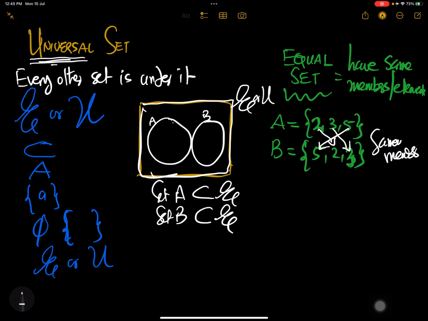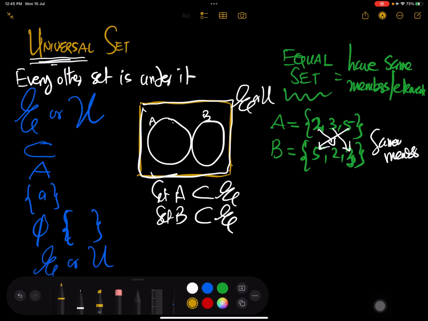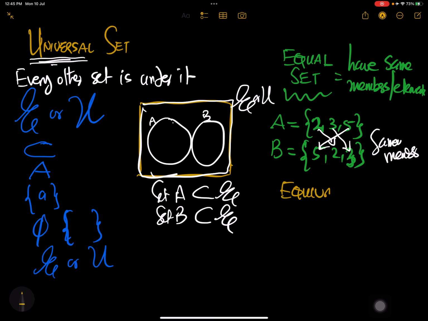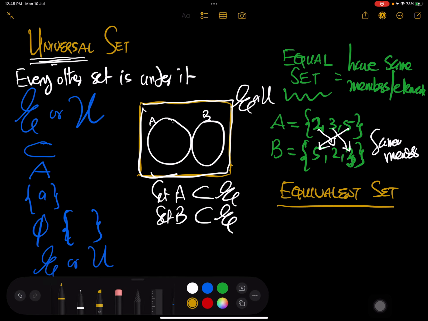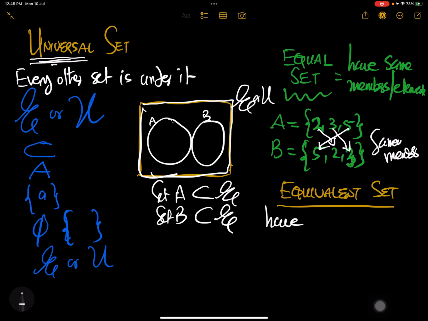Now the next one is what we call the equivalent set. An equivalent set. Two sets are said to be equivalent if they have the same number of members. So they should have the same number of members, or the same number of what, elements.